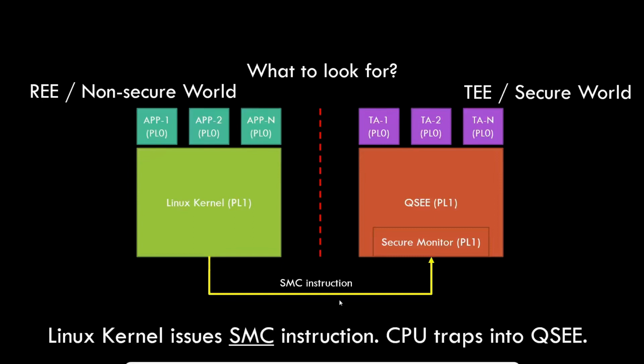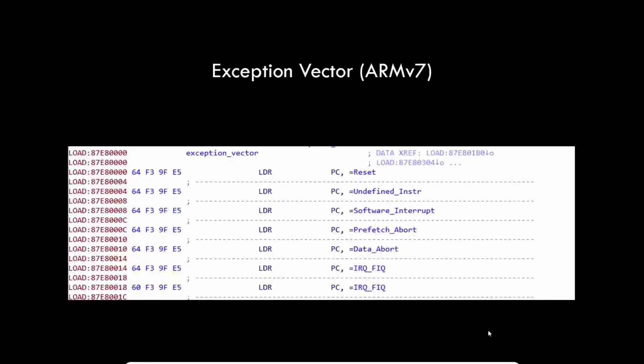Basically, this instruction will generate an exception, which will be trapped, which will be handled into QSEE. Actually, it will be in the secure monitor, but from a privilege point of view, in this architecture, there is basically no difference. So please allow us the generalization here. So how is it determined which code is executed?